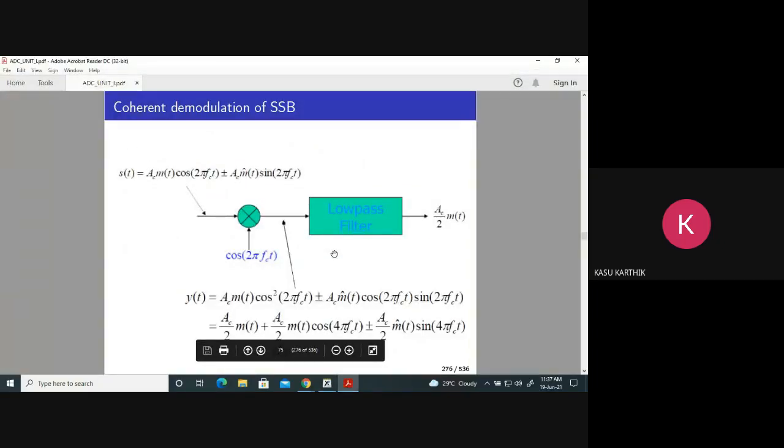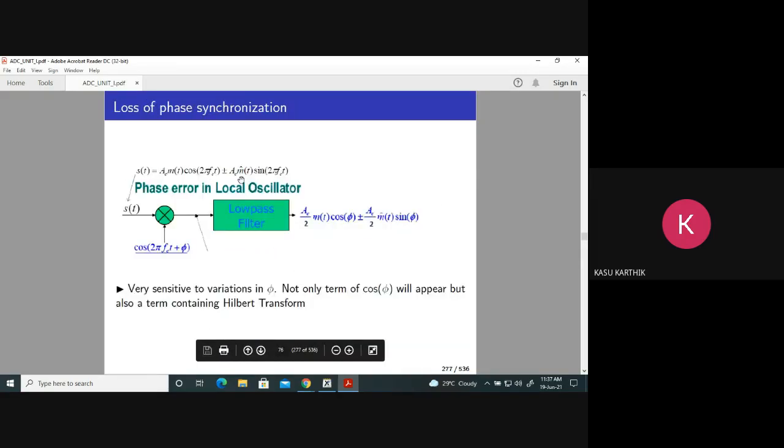Now, what about demodulation of SSB? It's just like DSBSC. It is coherent or synchronous demodulation, where again we multiply our modulated signal with the carrier and pass it through a low pass filter. This is S of t, multiplied with the local carrier and passed through a low pass filter, and you get Ac by 2 m of t. Again we have the problem of loss of synchronization. It could be a loss of phase synchronization or frequency synchronization. I told you about these things.